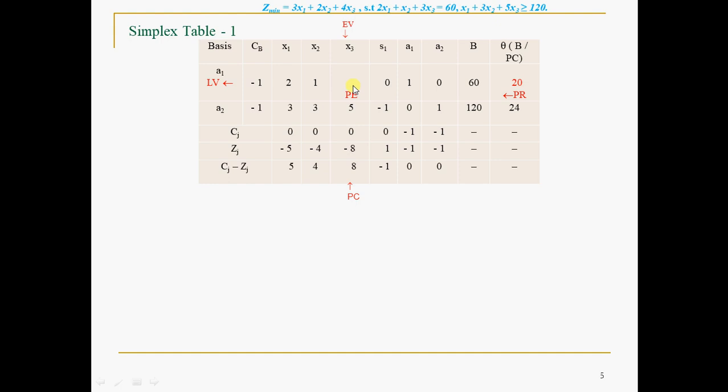When A1 leaves the basis, some variable should enter, hence x3 becomes the entering variable. Please note that the variable corresponding to PC is the entering variable, and the variable corresponding to PR is the leaving variable. Now we have to move to simplex table 2, because all Cj minus Zj are not less than or equal to 0. While proceeding from simplex table 1 to simplex table 2, as usual you have to remember 3 things.